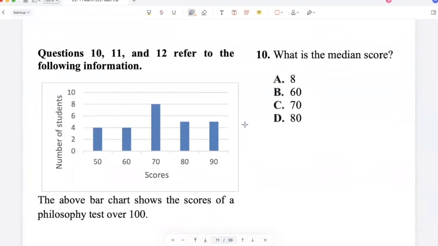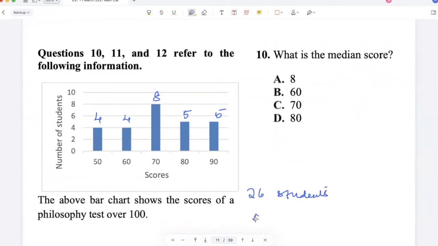Okay, the above bar chart shows the scores of a philosophy test out of 100. And this is the number of students. What is the median score? Okay, so how many students? 4, 4, 8, 5, and 5. So 4 and 4, 8 and 8, 16 plus 5, 21 plus 5, 26 students took it, right?